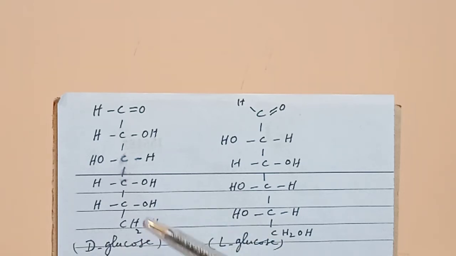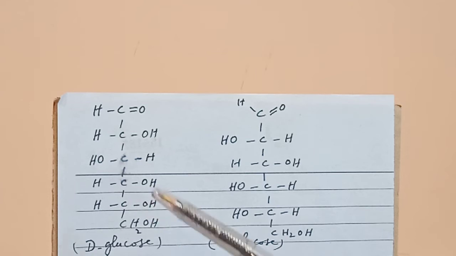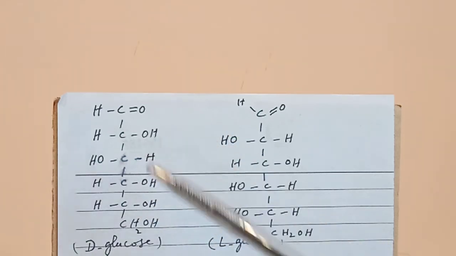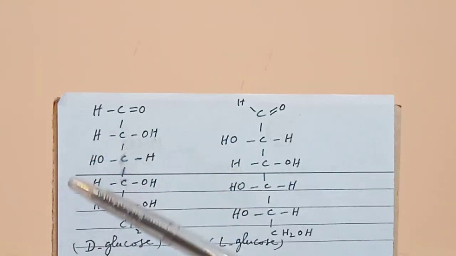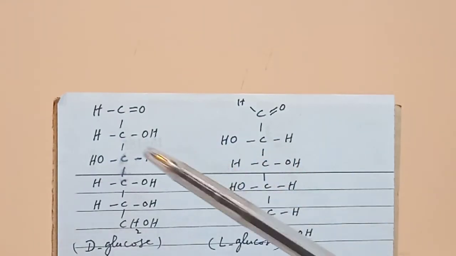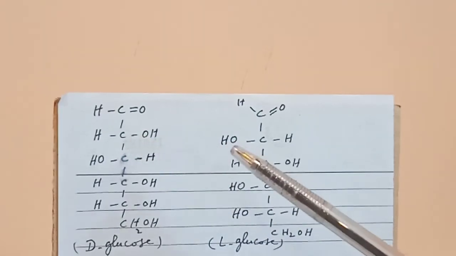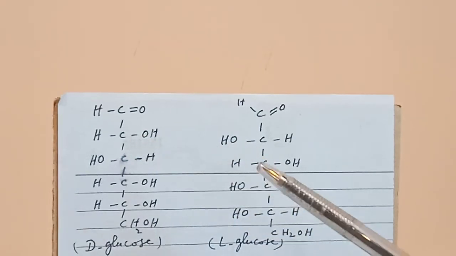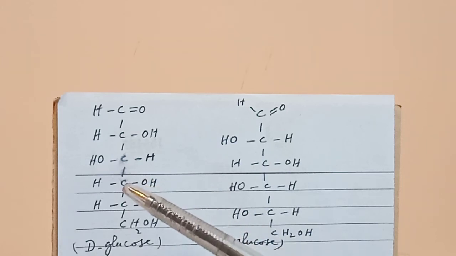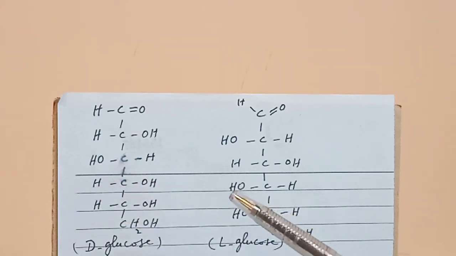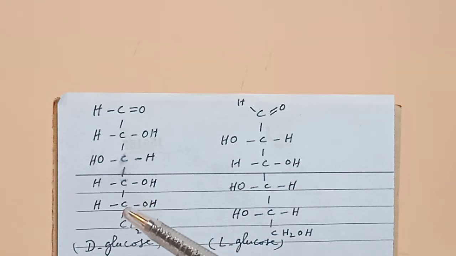But in enantiomers, the specific arrangement of the alcoholic groups or hydrogen groups is changed to the other side. Here the OH group on the right side will be on the left side. The H on the right side will be on the left side. The OH group on the right side at the fourth position will be on the left side, and the OH group on carbon atom 5 that is on the right side will be on the left side. Here is the structure, and the CH2OH.